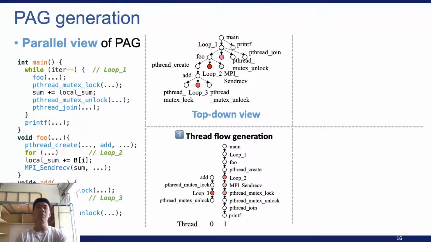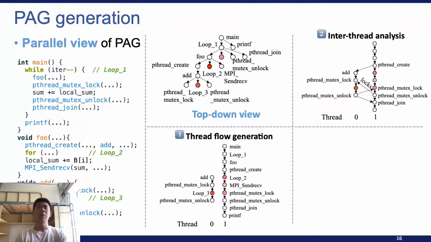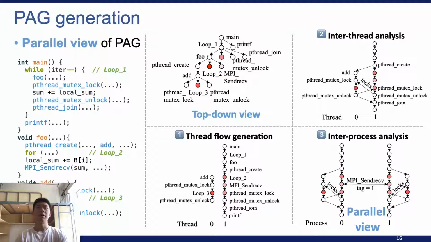We first perform pre-order traversal to get each thread's execution flow. Then we perform inter-thread analysis to add inter-thread dependence between thread execution flows. Finally, we perform inter-process analysis to add inter-process communications to generate a parallel view of PAG.